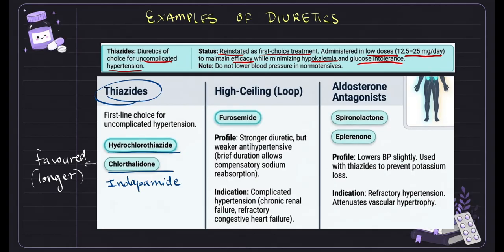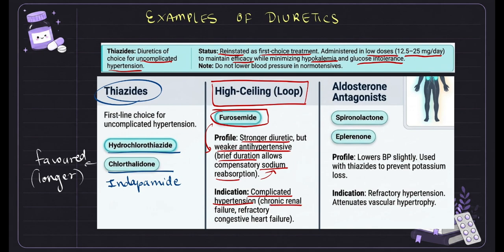The diuretic spectrum continues beyond thiazides. We also have high-ceiling or loop diuretics. Furosemide is the primary example here. Furosemide is a much stronger diuretic. However, it's actually a weaker antihypertensive. Its brief duration allows the body to reabsorb sodium, therefore it's reserved strictly for complicated hypertension. This includes chronic renal failure or refractory congestive heart failure. That means heart failure that doesn't respond to standard treatments.